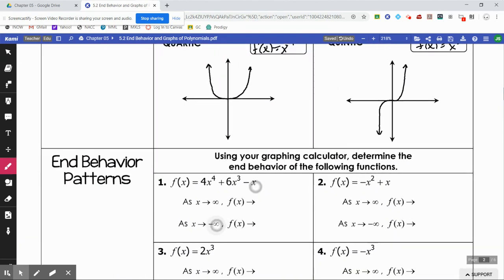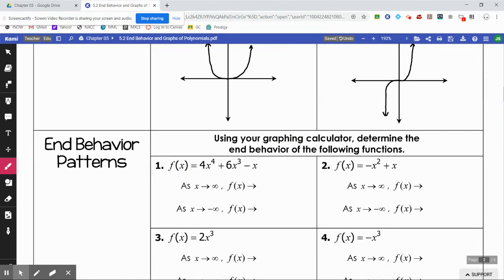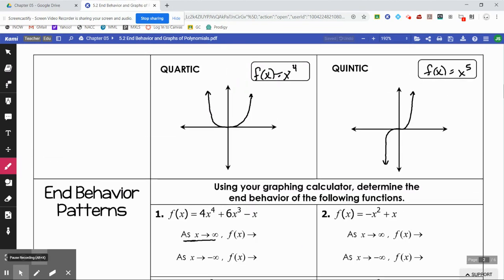Okay, the end behaviors now. We're going to use these functions to actually describe what's called end behavior. It says, using your graphing calculator, determine the end behavior of the following functions. Now let's explain what this means. End behavior as x goes to infinity. What that means is, here's your x-axis. As x goes to infinity simply means as you move to the right on your graph. What does y do? Does y go up or does y go down?